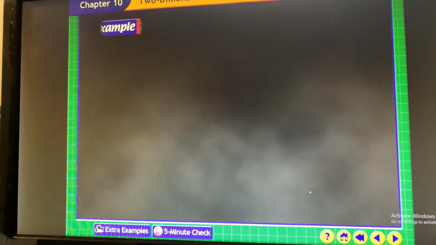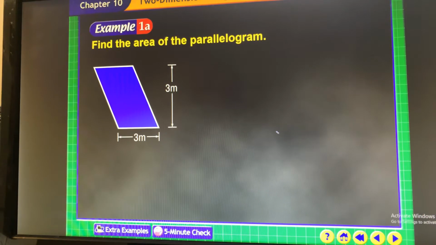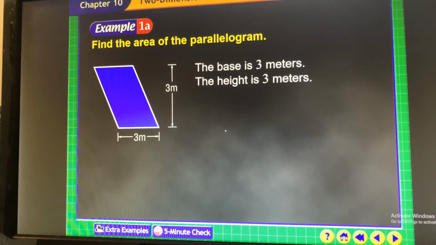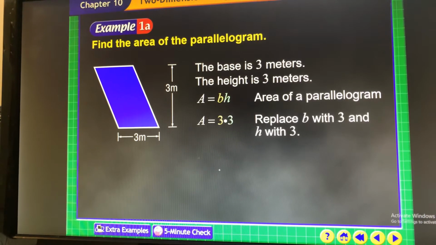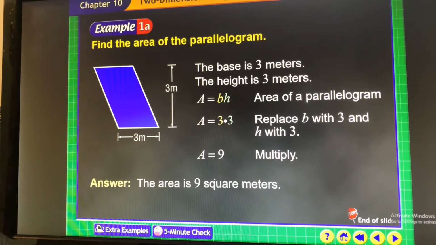So let's practice, starting with your parallelogram. There you go. How do you know this is the height? Because it's straight up and down and it's meeting the base. So your area is just going to be 3 times 3, which is 9. Make sure you understand that area is in squared units, not in linear. So you would write 9 meters squared.